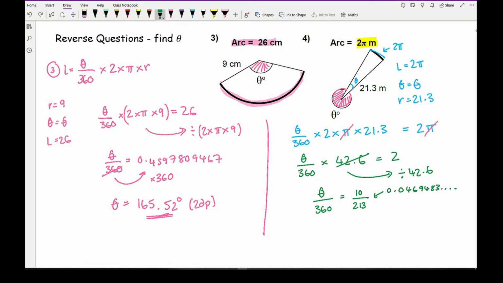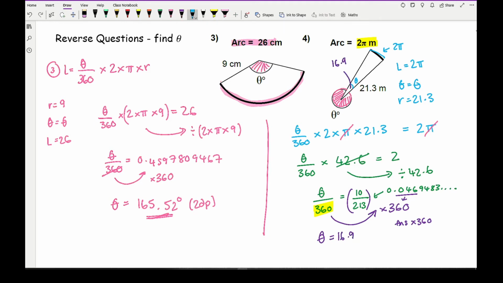Now, what I need to do is get theta by itself, so I need to get rid of this 360. What's the 360 doing to theta? It's dividing, so to take it to the side, I need to multiply by 360. So theta equals either 10 over 213 times 360, or this decimal number times 360. But basically, if you've got the answer already on your calculator, just times the answer by 360, and you get the answer of 16.9.